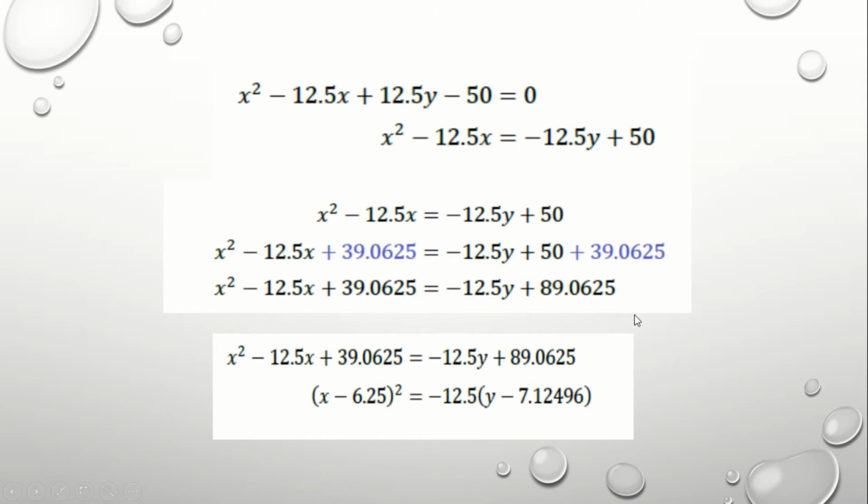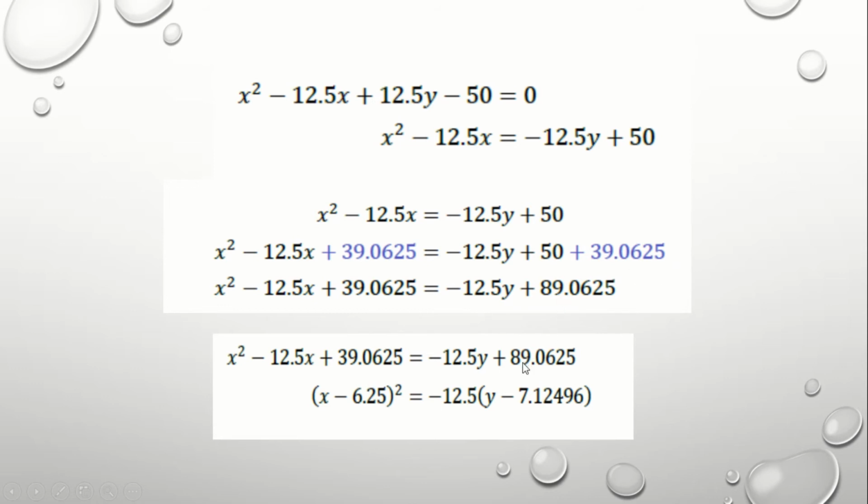Since we are completing the square, we need to have the square of a binomial. Since the variable here is x, copy x, and then get half of the second term. So negative 12.5 divided by 2 is negative 6.25. Then you square it, that is positive 39.0625. And what you added on the left side will be added on the right side.